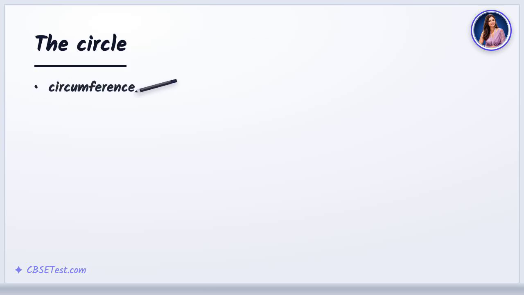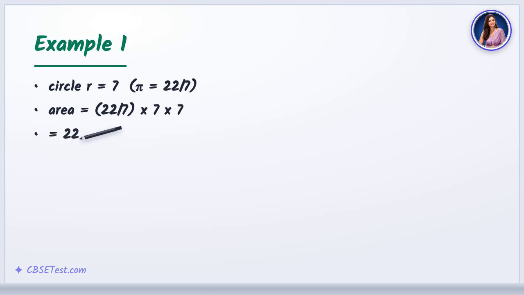A circle's circumference is 2 pi r, and its area is pi r squared, where r is the radius and pi is about 22/7. For a circle of radius 7, the area is pi r squared. The 7 cancels with the denominator, leaving 22 times 7, 154 square centimeters.